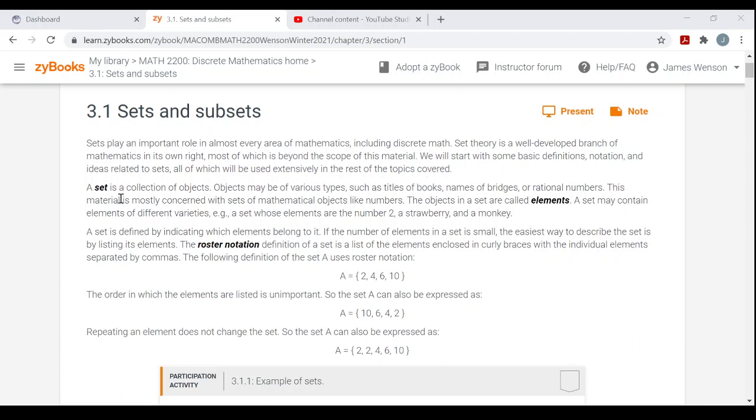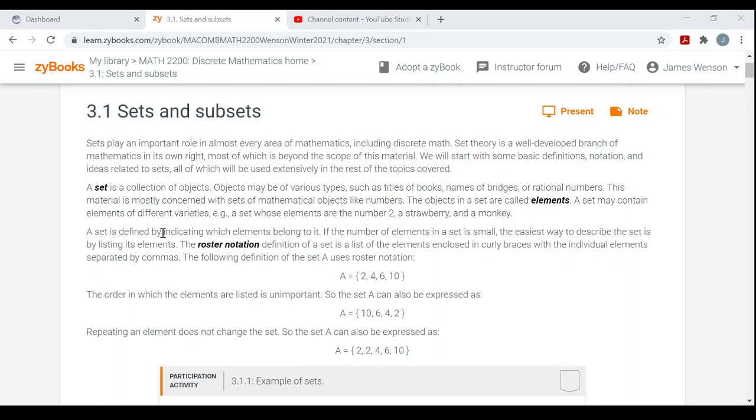Alright, so some definitions. A set is a collection of objects. It's that simple. Objects may be of various types, such as titles of books, names of bridges, or rational numbers, all over the place. This material is mostly concerned with sets of mathematical objects like numbers. The objects in a set are called the elements of that set. A set may contain elements of different varieties, right? So a set whose elements are the number 2, a strawberry, and a monkey, like they have later: a number, a fruit, and an animal.